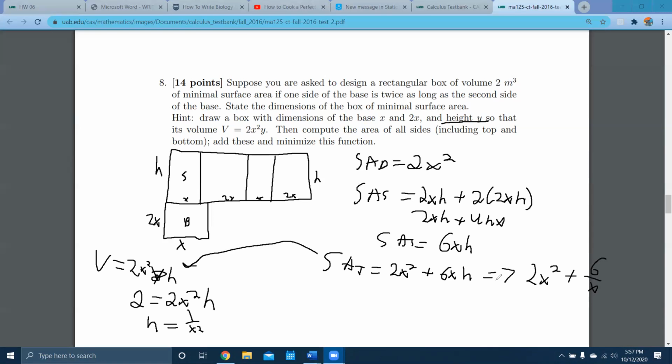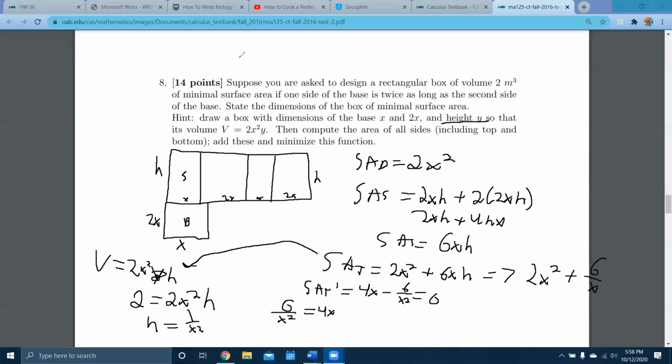So now we're at a point where we can take the derivative. And we have to take the derivative and set it equal to 0 so that we can solve for x. And that's going to give us our minimal surface area. So we're going to find surface area total prime, which is going to be equal to 4x minus 6 over x squared. Set it equal to 0. And we get that 6 over x squared is equal to 4x.